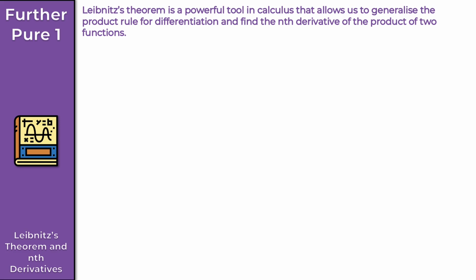In this video, we're going to take a look at Leibniz's theorem and nth derivatives. Leibniz's theorem is a powerful tool in calculus that allows us to generalize the product rule for differentiation and also find the nth derivative of the product of two functions. So if y equals uv, where u and v are functions of x, then dy by dx is equal to u times dv by dx plus v times du by dx.